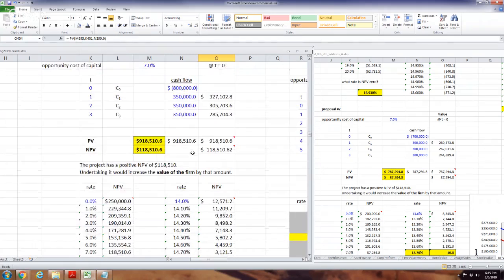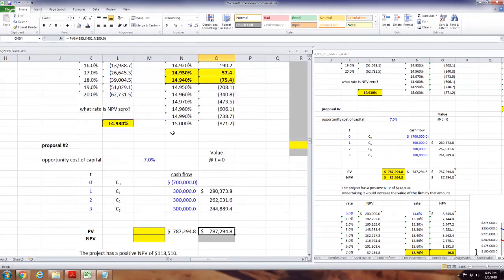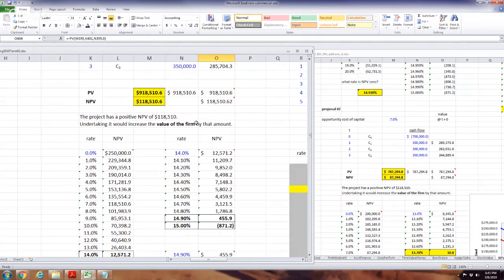Equals negative PV, parenthesis, 7%, 4 years, 300,000, and 0. Right, and there you got the same 787 again. So again, let's just check the present value. Yeah. So obviously with this project, the present value of all these cash flows, 918, is higher than this. So that makes us lean towards that may be better. But as you look at this though, we're at 87,000 rand.